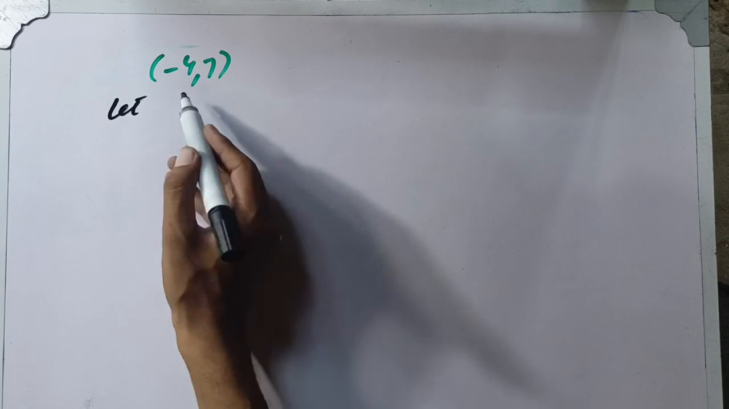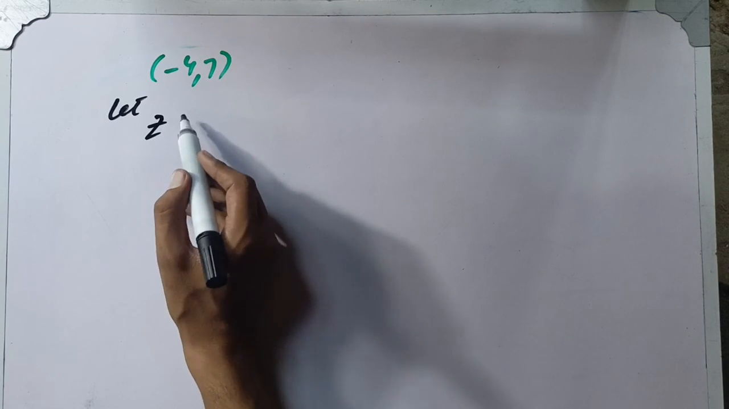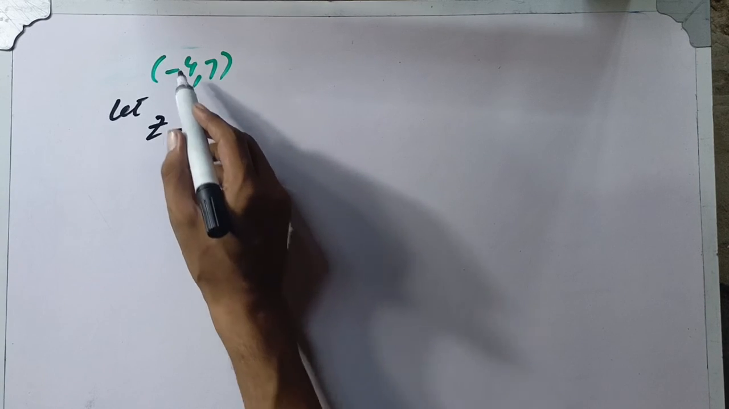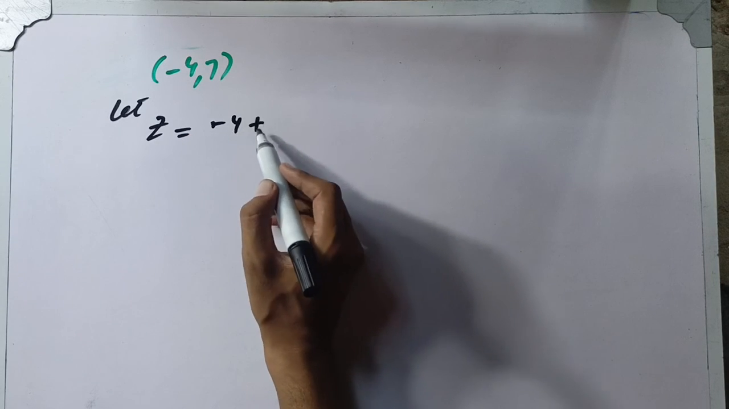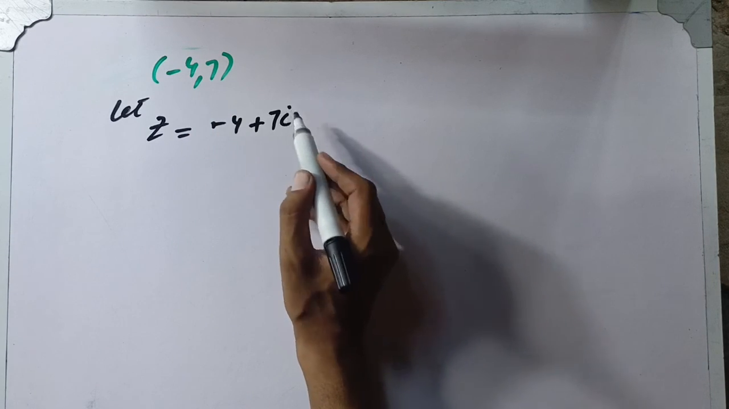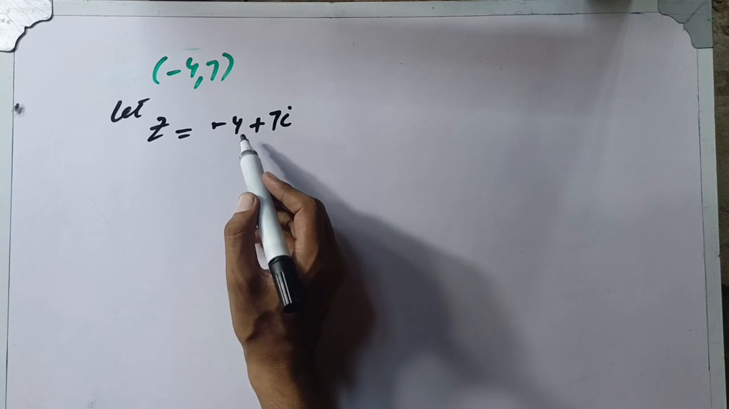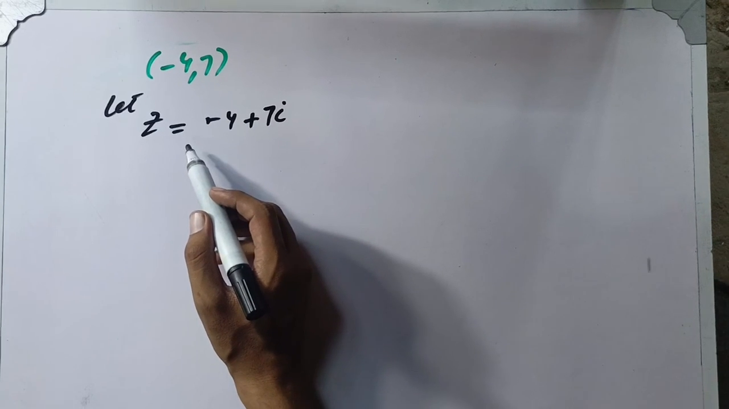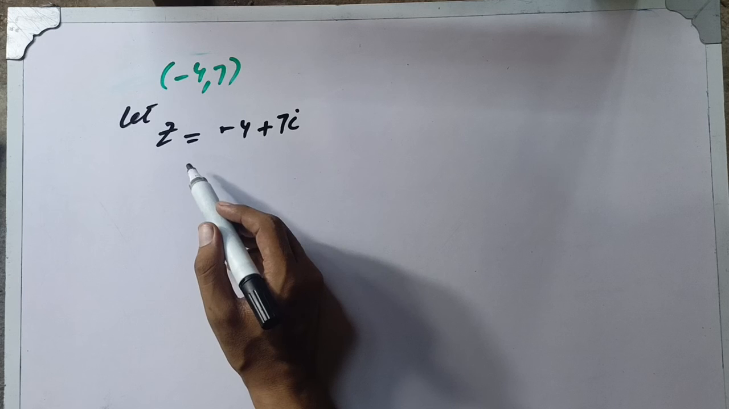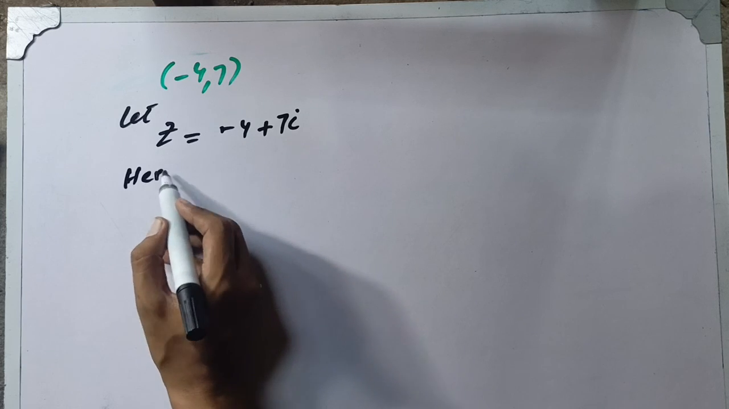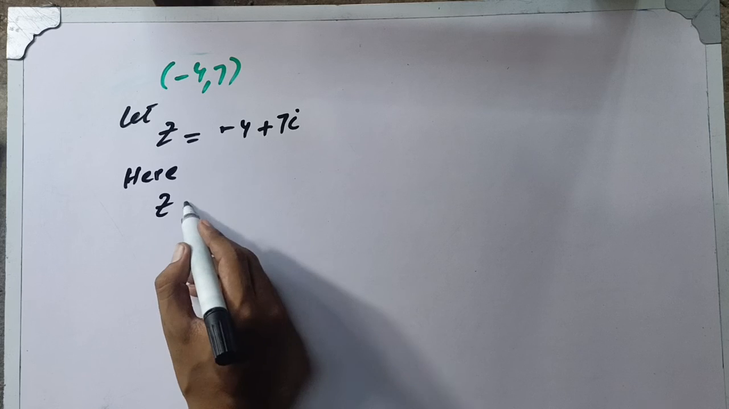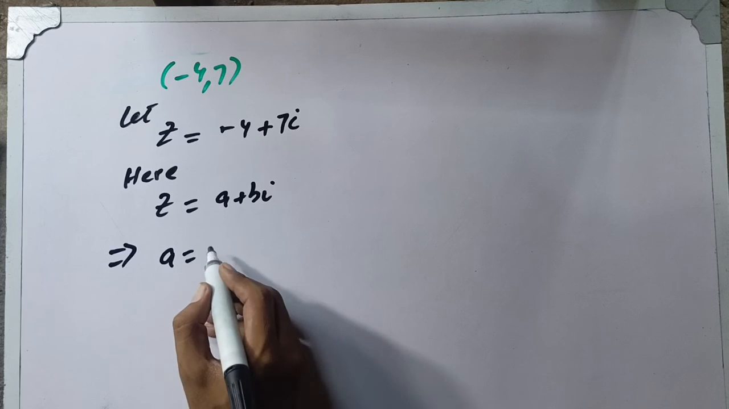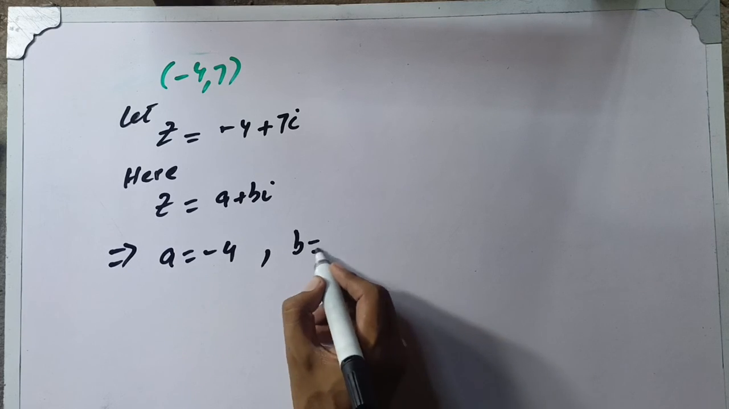First of all, let me write it in the complex number form, which is z equal to minus 4 plus 7 iota, and this is the general form of a complex number. Now if we compare it to the complex number a plus b iota, this implies that a is equal to minus 4 and b is equal to 7.